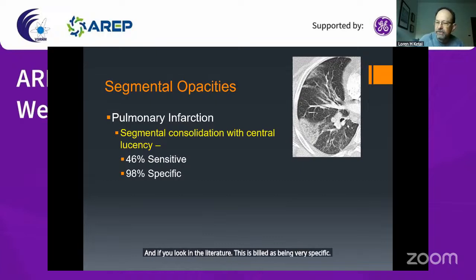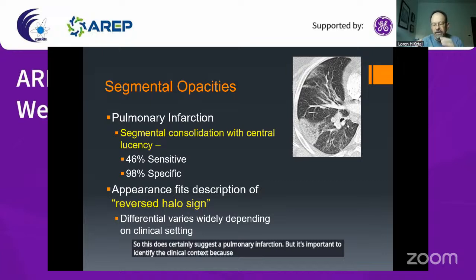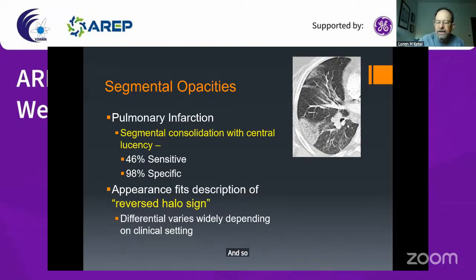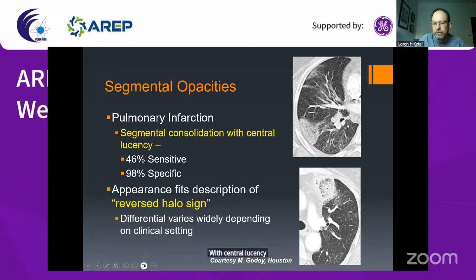So this does certainly suggest a pulmonary infarction, but it's important to identify the clinical context, because this appearance of consolidation with a central lucency also fits the description of a reversed halo sign. And so this appearance can be an infarction, but in the right clinical setting can represent other diseases such as an immune-compromised host, this case of mucormycosis with central lucency and consolidation on the periphery.